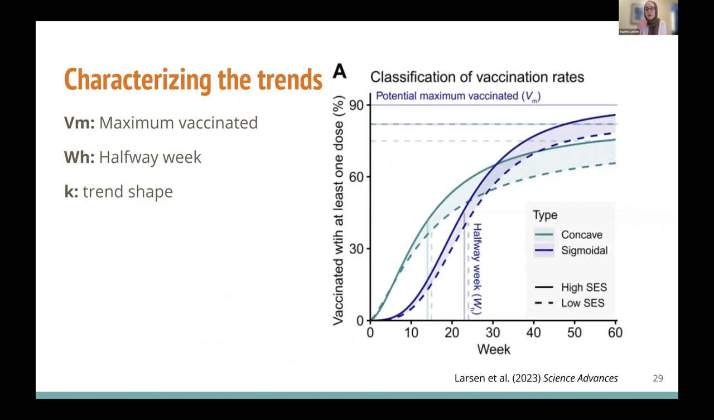And so on the right is the average trend for each group by SES, and then by the concave and sigmoidal type. And what we saw is that, on average, again, sigmoidal is reaching a higher potential maximum vaccinated if we let vaccination go on and on. But we noticed this kind of critical period before week 30, where even though concave is going to be less vaccinated at the end, they seem to be quite a bit more vaccinated for the first 30 weeks because the halfway week is faster and they're ramping up much more quickly.